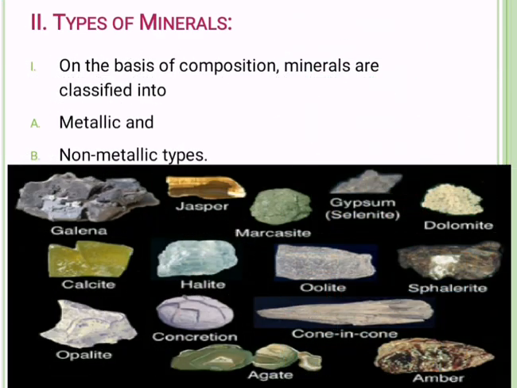Second, we need to discuss the types of minerals. On the basis of the composition of minerals, we can classify the minerals mainly into two. One is metallic and the second one is non-metallic. The metallic minerals are again subdivided into two: ferrous and non-ferrous. We can discuss in detail.